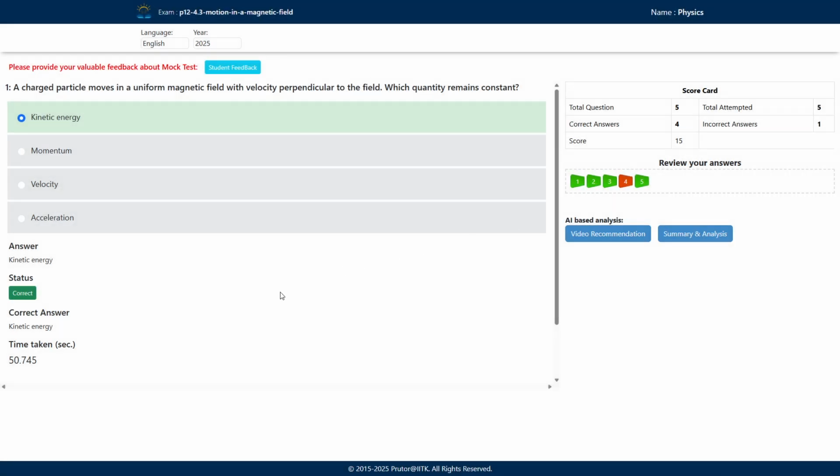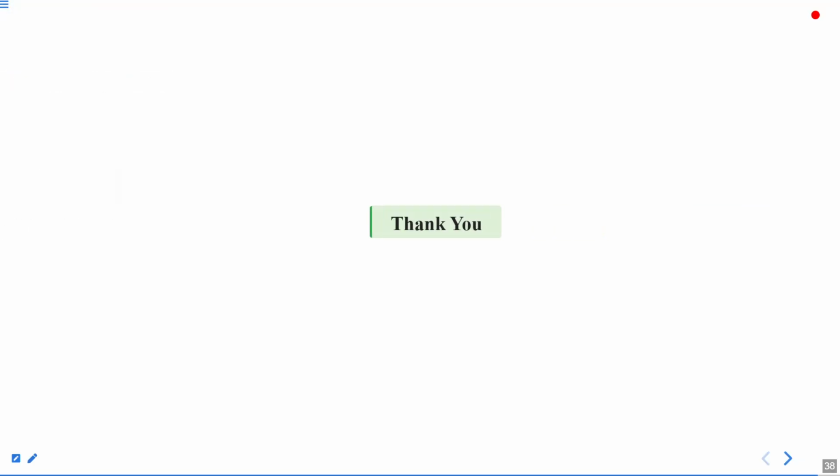So let's see. Fourth question is incorrect. Okay. If a charged particle's velocity has a component parallel to the magnetic field, its path is linear? So its path will be helical. Okay.